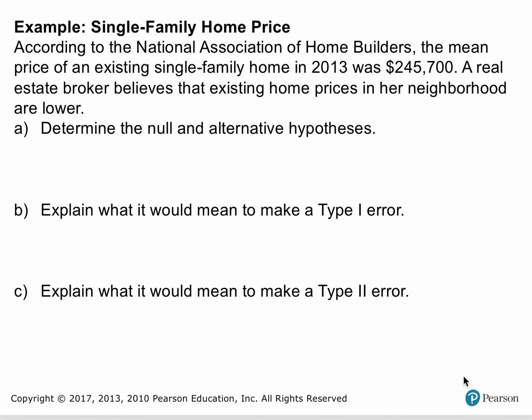Last one. According to the National Association of Home Builders, the mean price of an existing single-family home in 2013 was $245,700. A real estate broker believes that existing home prices in her neighborhood are lower. Determine the null and alternative hypotheses.